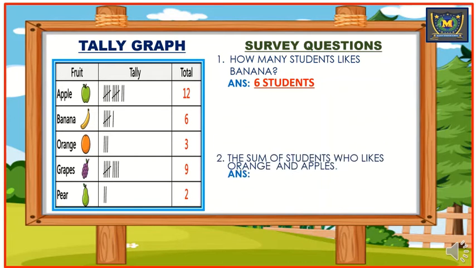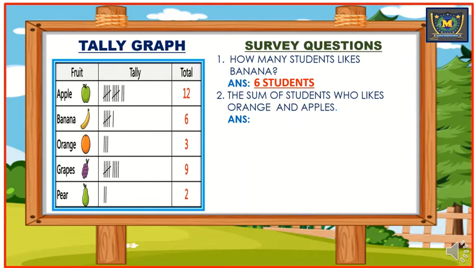Okay? Now let's proceed to the second question. The sum of students who like orange and apples. Looking at orange, we have here 3, and for apples, we have here 12. So all you have to do is add, because sum is the answer for addition. So we have to add. 12 plus 3 is equal to 15 students.